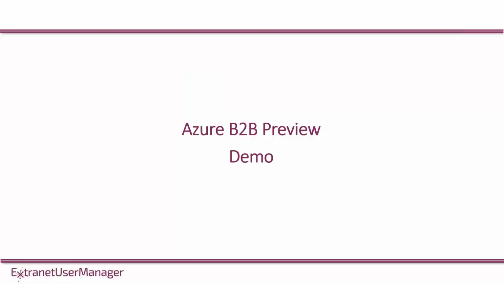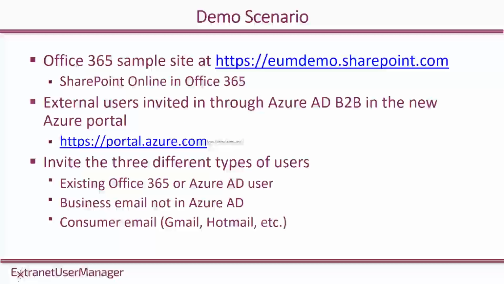All right, so without further ado, we're going to go right into the demo from an out-of-the-box Azure B2B perspective. So here's the scenario that we're going to go through. We've got a site called eumdemo.sharepoint.com. It's a SharePoint Online site in Office 365 that I want to invite people into. We're going to use the portal.azure.com to invite those users in, and we're going to take you through three different scenarios. I mentioned the three different experiences, so we're going to invite in an existing Office 365 user.